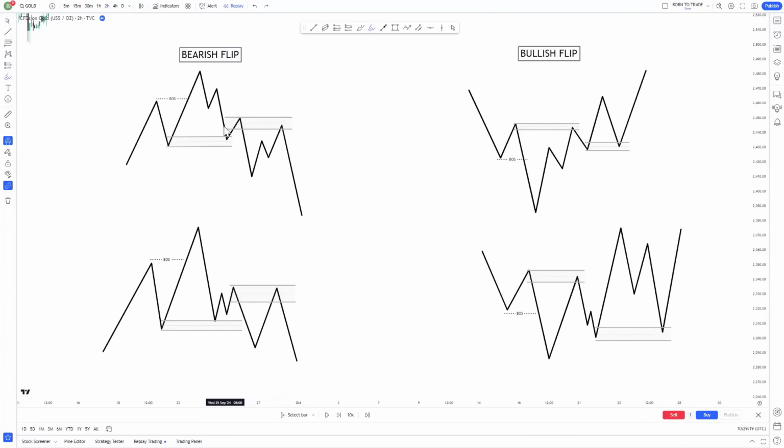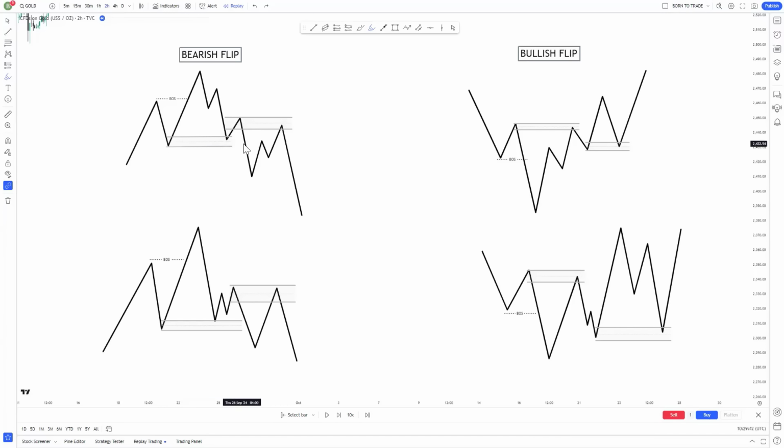Now, what can we see which is going to increase the probability of this supply level playing out? That is our bearish flip. Okay, now at this point, what can you see? Price reacts massively to the downside. This is one of the confluences. Secondly, we have the break of the low, which forms a shift in structure right here.